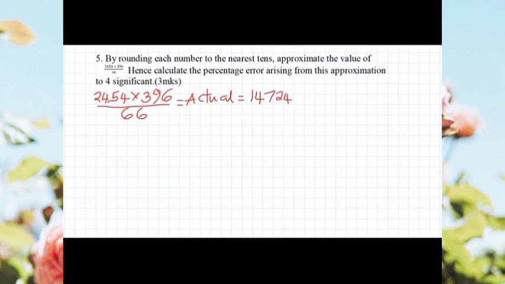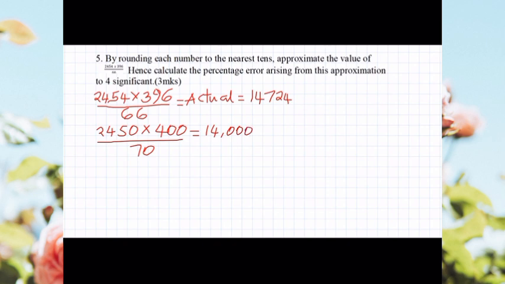And so when you multiply this number, you're going to find out that the actual value is 14,724. Then you round off the numbers to the nearest tens. So when we round off 2,454 to the nearest 10, we're going to obtain 2,450. And also when we round off 396 to the nearest 10, we are going to obtain 400. And also when we round off 66 to the nearest 10, we are going to obtain 70. Then when you work out this, the rounded value is going to give you 14,000.